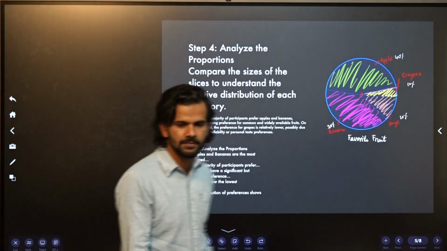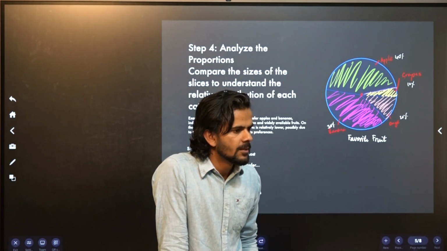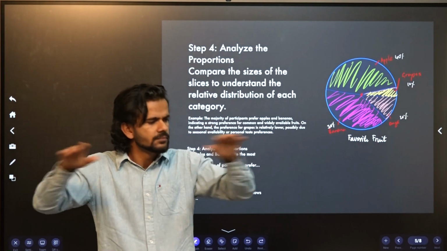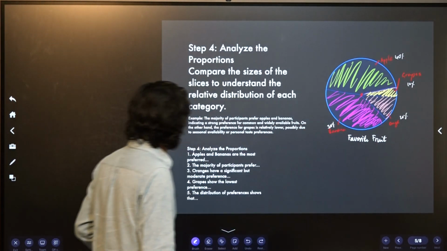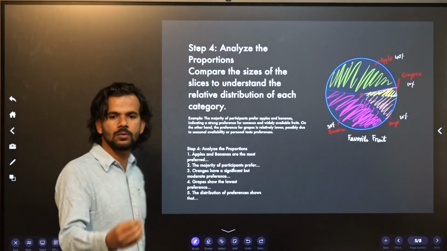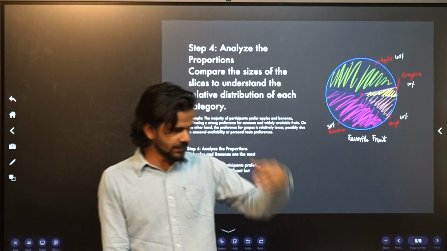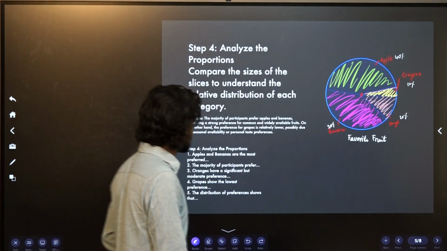Oranges have a significant but moderate preference. 20% of the people like oranges. It is significant, right? We cannot neglect 20% of people. But it is not too high. It's moderate. What is moderate? Somewhere in the middle, right? Grapes show the lowest. You also want to say something about the lowest, right? These are all analysis. The distribution of preference is shown.